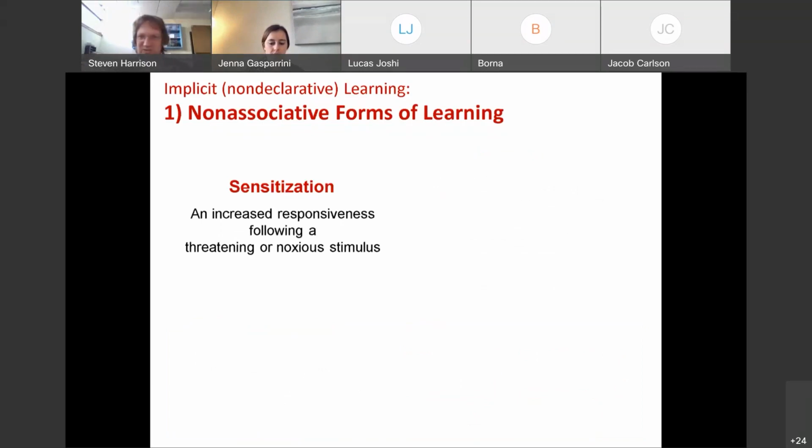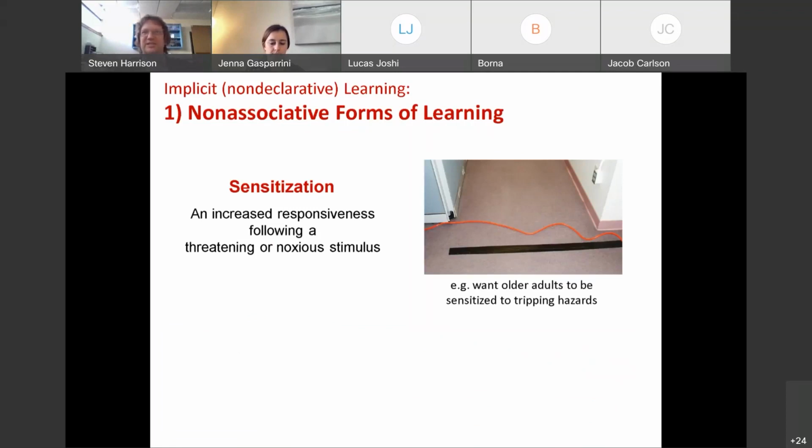Okay, so normally in learning theory, you see habituation and sensitization paired, but here's sensitization. Here we see an increased responsiveness following a threatening or noxious stimulus.